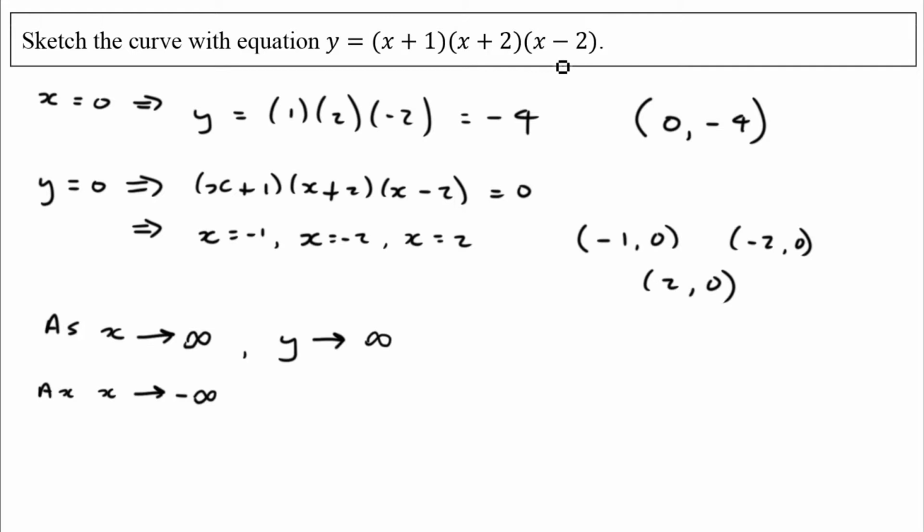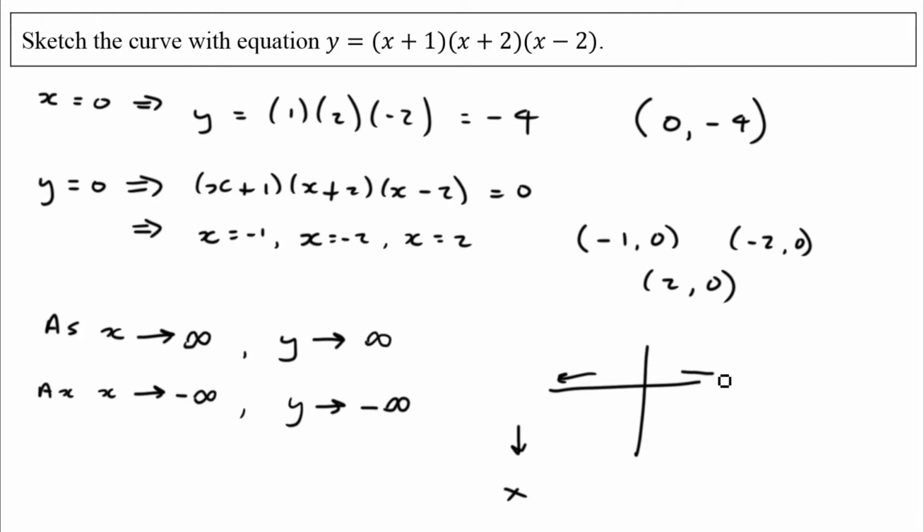So we will be multiplying together 3 large negative numbers, which will give us another large negative number. So as x tends to negative infinity, y will also tend to negative infinity. Intuitively, what this tells us is that as we go further and further in this x direction, the curve will move further and further down in this direction. In other words, when we're sketching it, it will sort of come in from the left from down here.